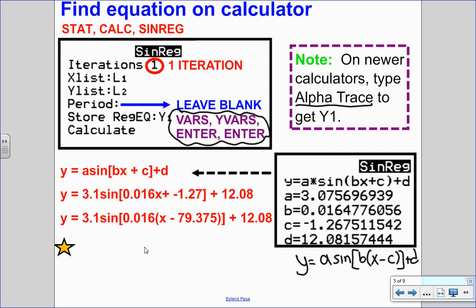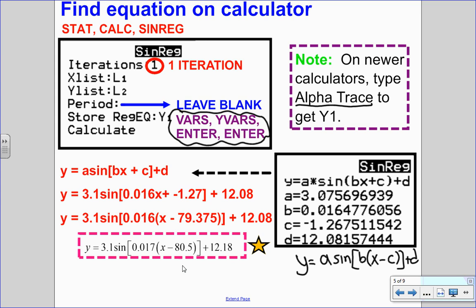Let's see how that compares to the answer that we got doing it the other way, this equation. So look, your a value is the same, your d value is close, and these ones here are close. So everything is really close.